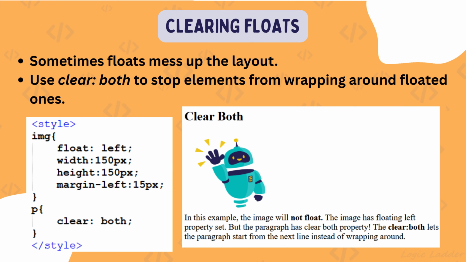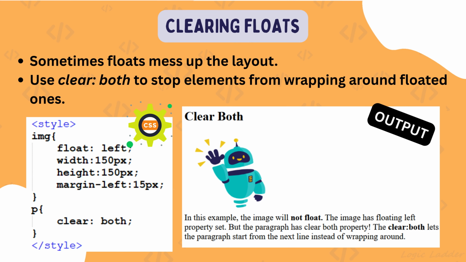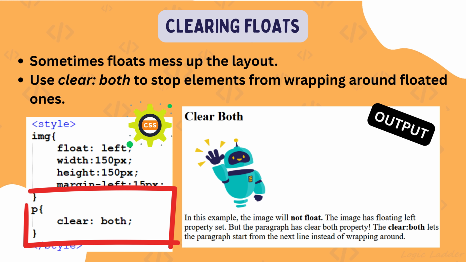If you ever see your layout breaking because of float, just clear it. This tells the next element to stay away from the floated chaos. In this example, you can see that the image has the float property set, but the paragraph is not wrapping around it because the paragraph has the clear both property set. The clear property for the paragraph makes it start from the next line instead of wrapping around the image.